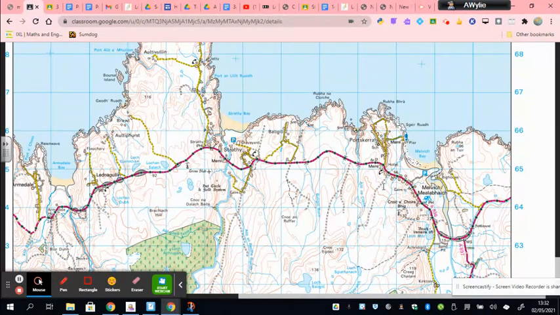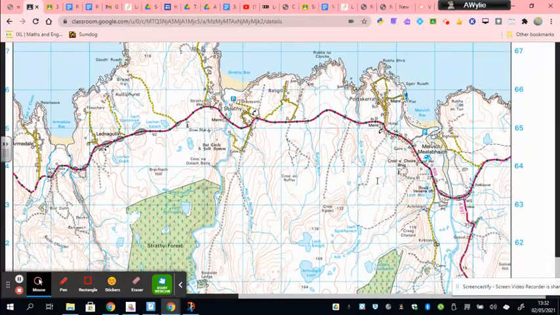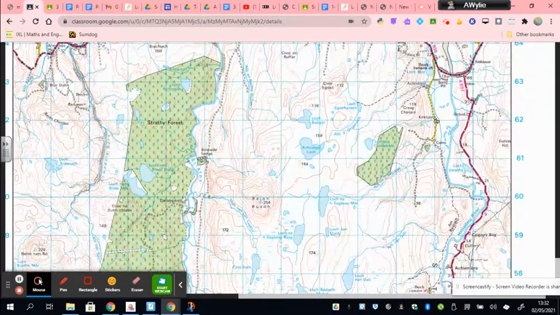Well, let's think about another possible conflict. So it might be between the local community and farmers, who make up a lot of the local community, and renewable energies. So they might choose to be building a wind farm in this area, but this could be an area of sheep farming. So those 2 might be in conflict with each other.